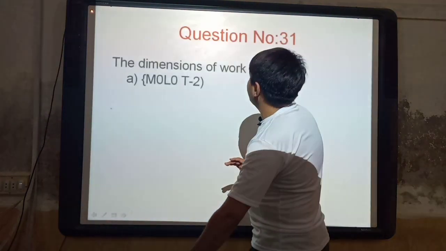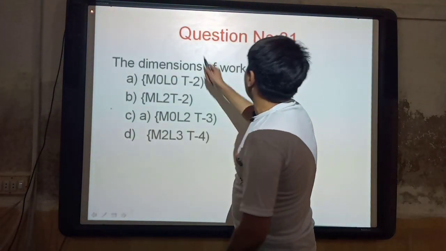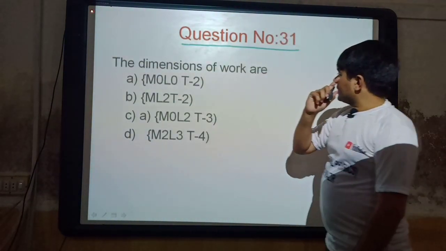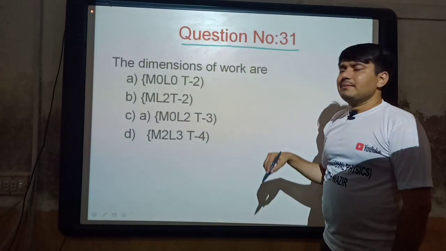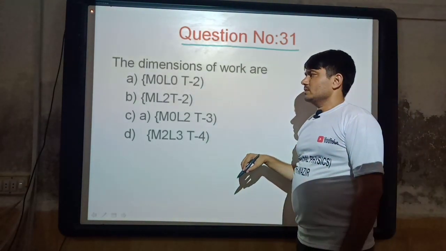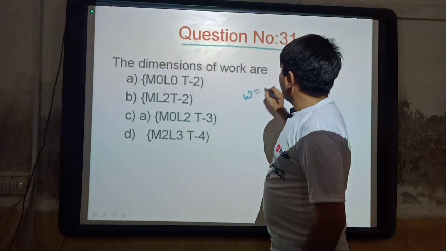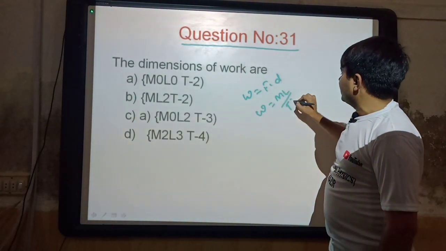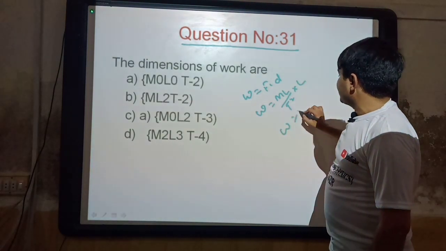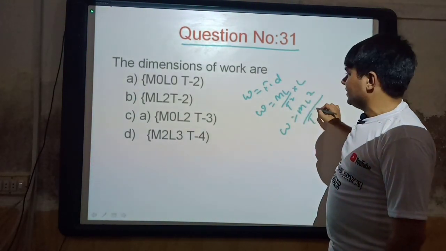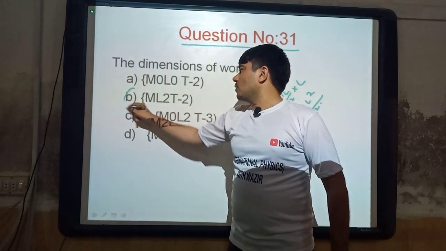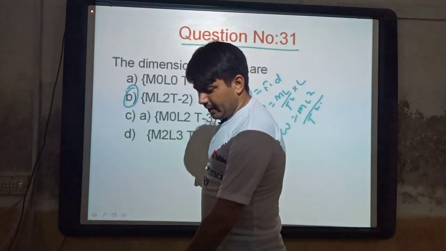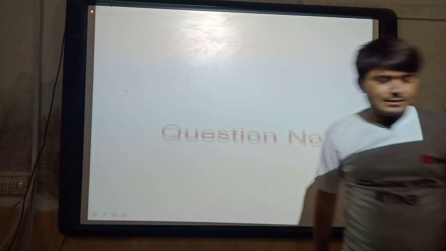Another question for you. Question number 31. The dimensions of work. What is the dimension of work? Work is equal to F dot D. Work is equal to ML over T square into L. It's ML square T inverse square. The correct option is B.